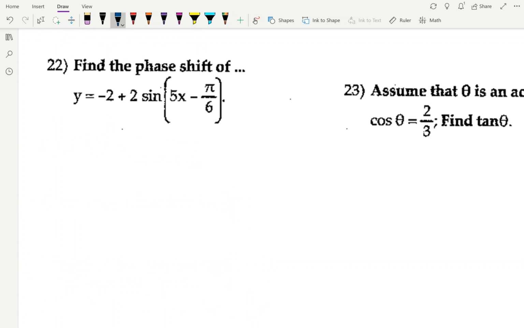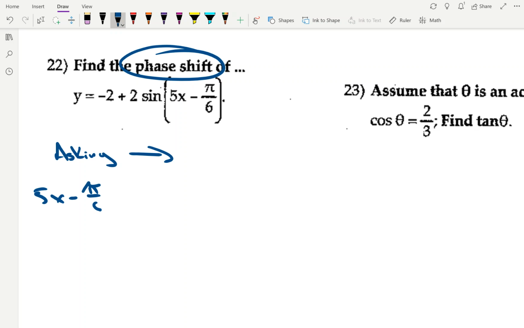Okay, the phase shift, that's a word I haven't really used. They're just asking you how much this thing has moved to the right. So if we were to graph this, the first thing my students would do is take 5x minus pi over 6 is equal to 0, and 5x minus pi over 6 is equal to 2 pi, because the period of sine is 2 pi, and it starts at 0 and ends at 2 pi.